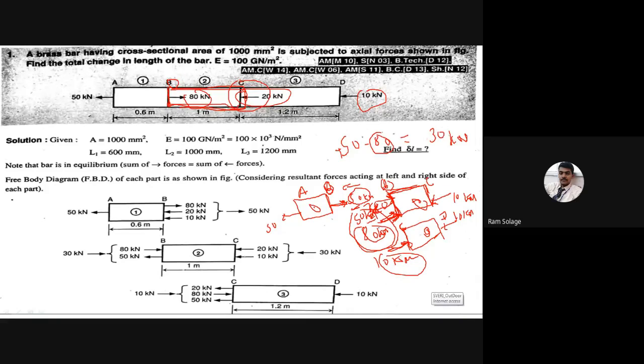20 kilonewton force is acting on the BC section. Is it compressive or is it tensile? It is compressive. 20 kilonewton compressive. See the direction of force. Is it the same direction or the opposite direction? It is in the same direction. Whenever the direction of force is the same, we have to make the addition. What is the value? 20 plus 10.